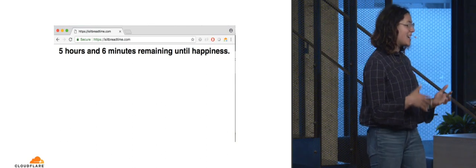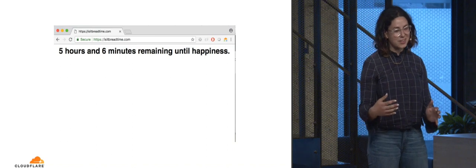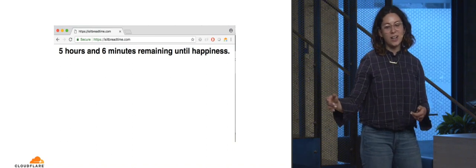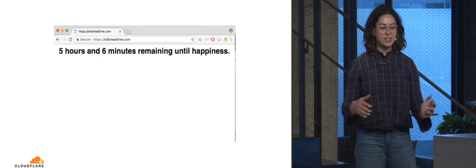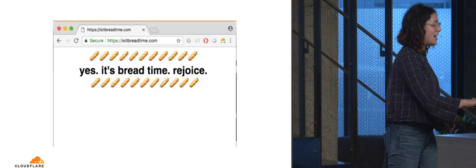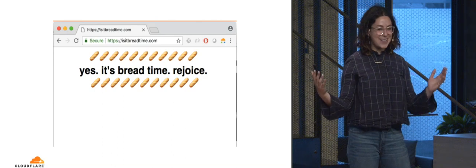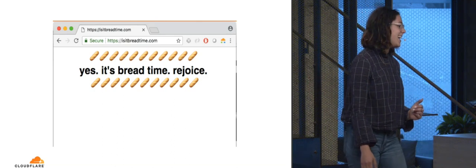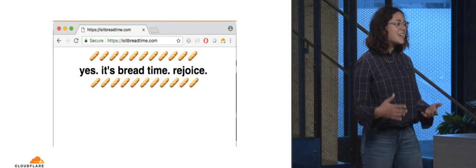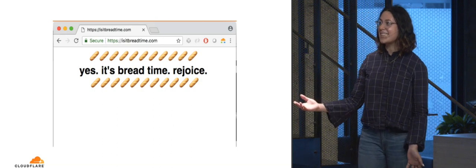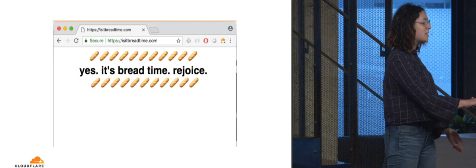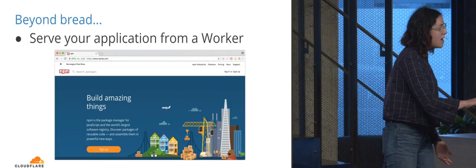It will tell you like, hey, there's this much time until 4:30, and then it will make an API call to Foursquare to make sure that it's not closed on a given day. And then if it is bread time, you may rejoice. But it goes far beyond that. Obviously, this is a very simplistic application that I built, but you can build much more interesting things on top of Workers.